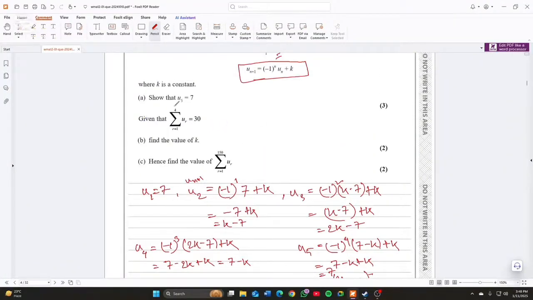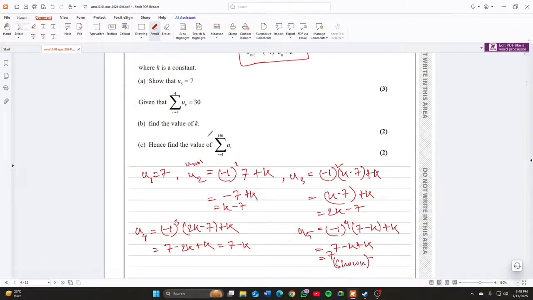Now given that the summation of ur from r equals 1 to 4 is equal to 30, find the value of k.